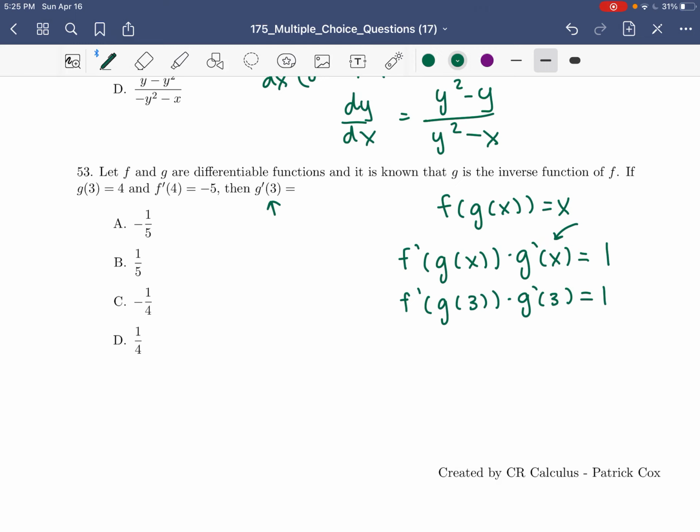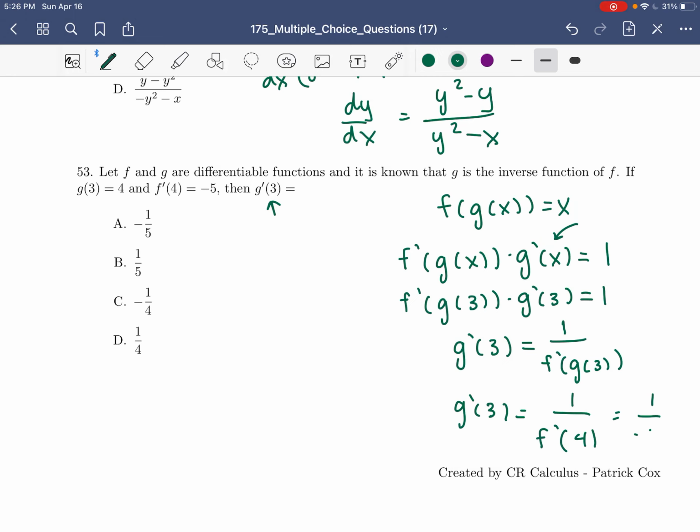So our whole goal is to get that g prime of 3 by itself. So I'm really just going to divide by f prime of g of 3. So that gives me g prime of 3 equals 1 over f prime g of 3. Last thing I'm going to do is just figure out what is that equal to. So g prime of 3 equals 1 over f prime. They tell us g of 3 is 4. And I know f prime of 4 equals -5, so -1/5, which makes my answer A.